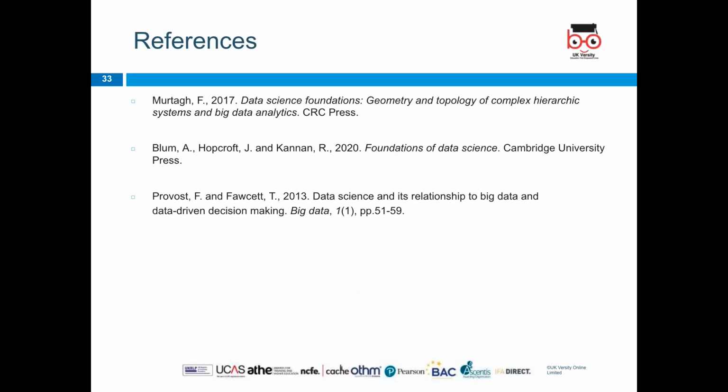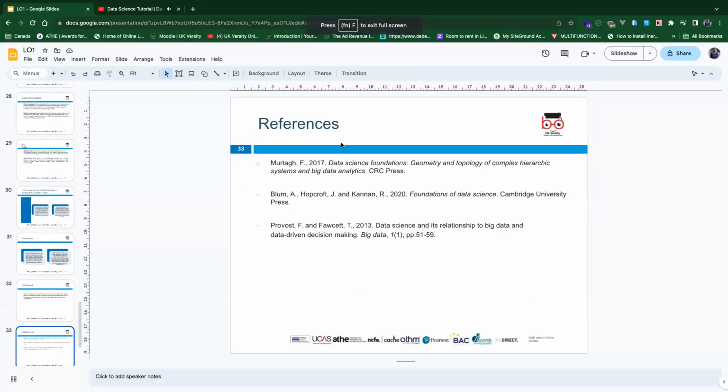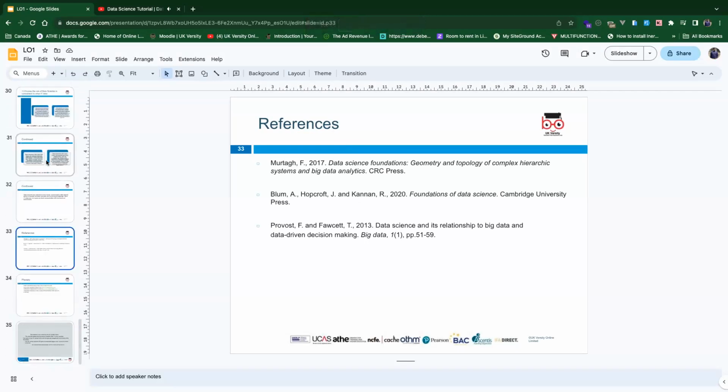So this concludes our topic today on data science and data science foundation. These are the references we used. So the first reference is geometry and topology of complex hierarchic system and big data analysis. Foundation of Data Science, Cambridge University Press, and also data science and its relation to big data and data decision making. So this is a textbook.